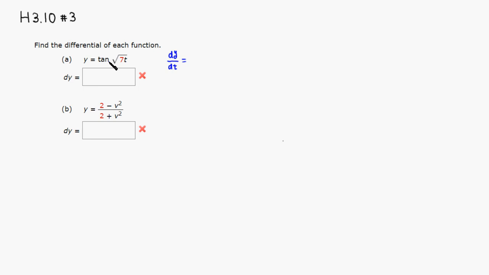Alright, so chain rule. Derivative of the outside function would be secant squared. So we have secant squared. Then leave the inside function as it is, so it's a square root of 7t. Then we would have to take the derivative of square root of 7t. Square root is 1/2 power, so put 1/2 in front. Then keep the inside function, which is 7t, as it is, and subtract 1 from the power, which is negative 1/2. Then multiply by, again, another chain rule, derivative of the inside, which is 7.